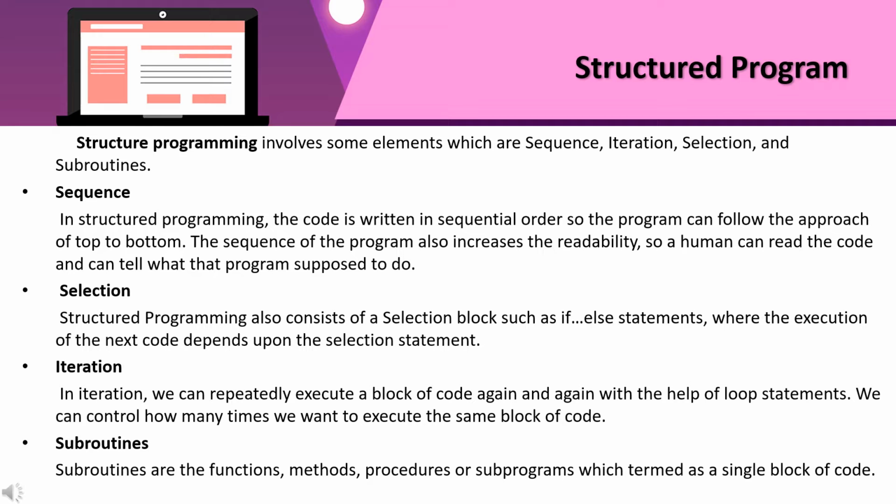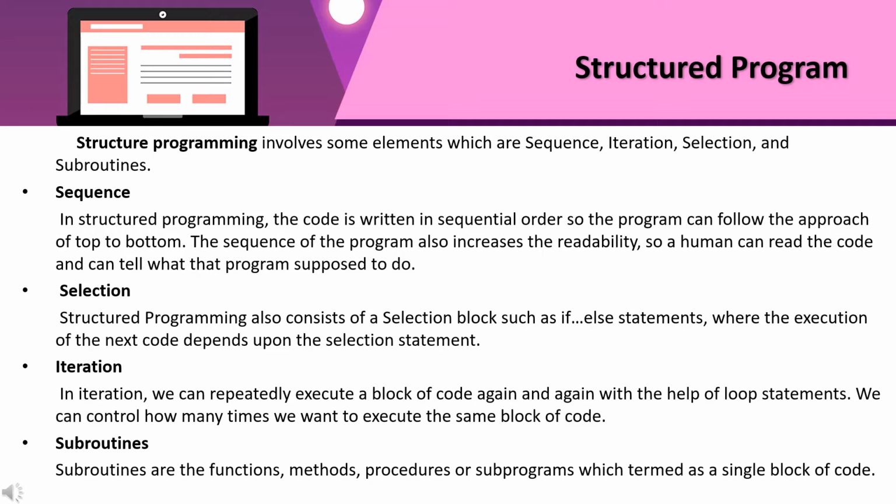Now here we have to know what is a structured program, because C is a structured programming language. Structured programming involves some elements which are sequence, iteration, selection, and subroutines. In structured programming, the code is written in sequential order so the program can follow the approach of top to bottom. The sequence of the program also increases readability. So a human can read the code and can tell what the program is supposed to do.